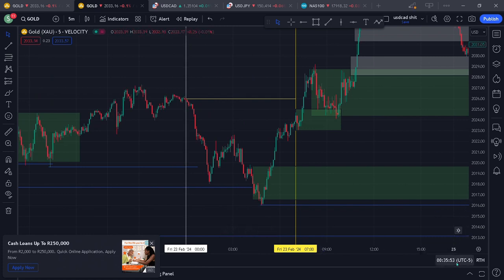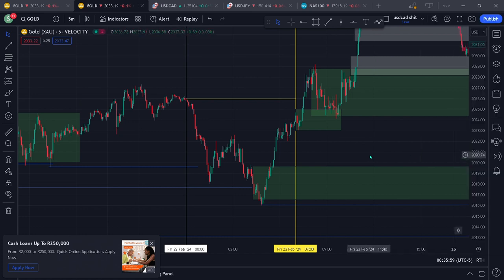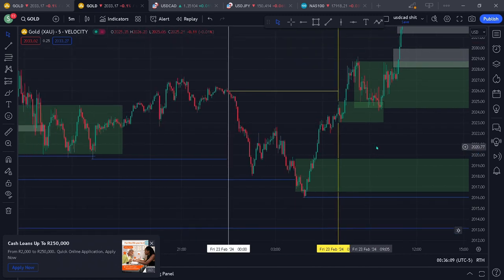Anyways, moving forward, first things first, always make sure that your chart is set to New York. Reason being, we are using ICT concepts, and all of these concepts work along New York time. And also, it's just easier for you to follow along and replicate the process.